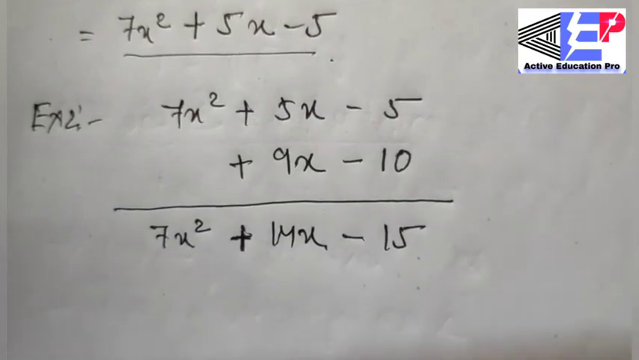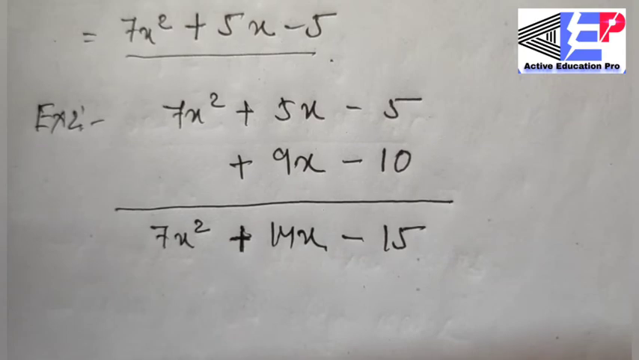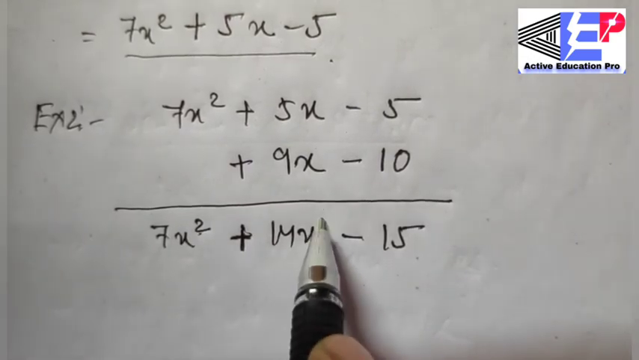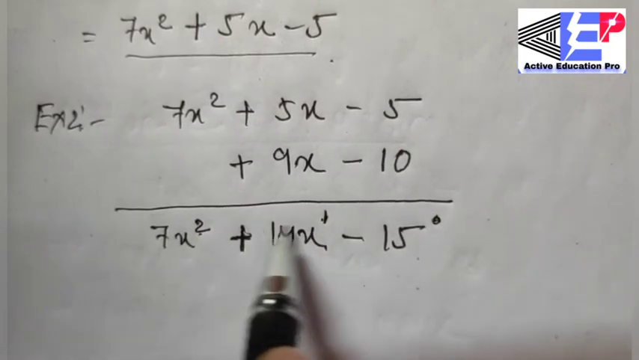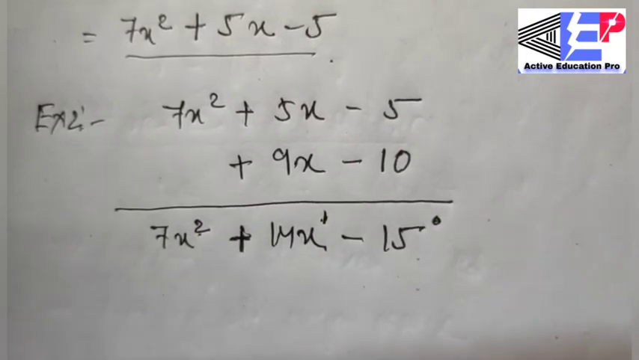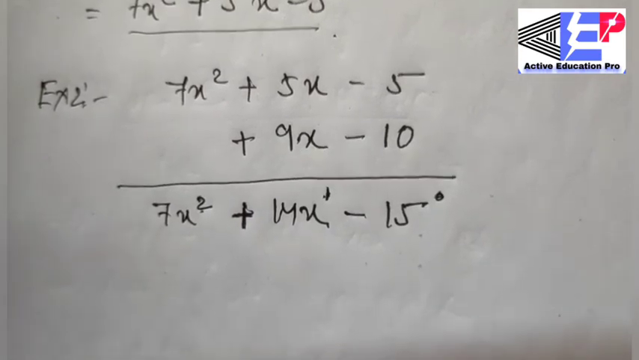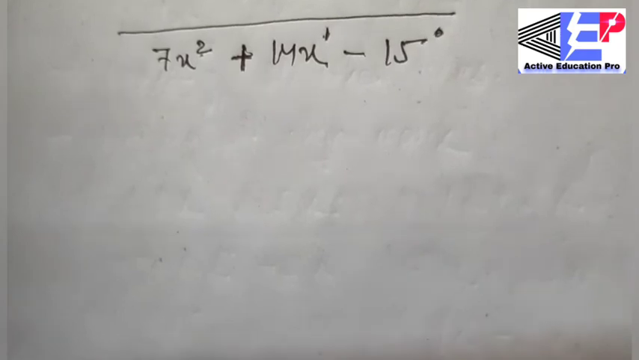It is your answer. Always remember, you have to write our equations or mathematical expressions according to their degree in descending order. I mean, here degree is 2, here degree is 1 and 0. 2, 1, 0. This is descending order. We have to write always degree in descending order. Okay. Next example is for subtraction.